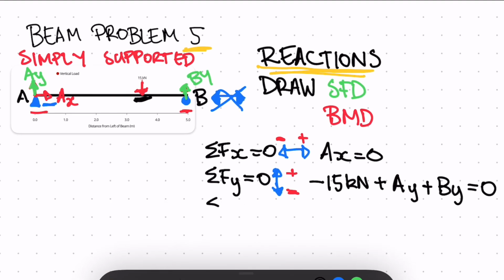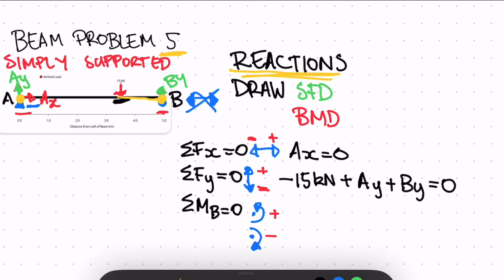And then we can write sum of moments. We can pick any point. We can pick our A point or we can pick our B point. Let's pick our B point. So we can write sum of moments around B is equal to 0. So any moments acting in the anti-clockwise direction, we'll say is positive. Any moments acting in the clockwise direction, we'll say is negative. We have our 15 kilonewtons acting down. So this will be in the anti-clockwise direction. So we can write plus 15 kilonewtons multiplied by 1.5 meters.